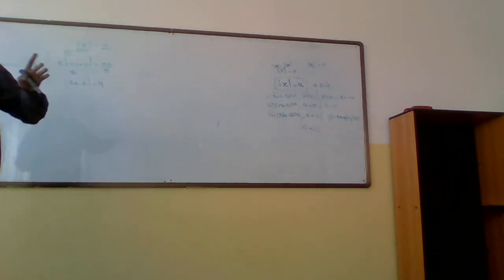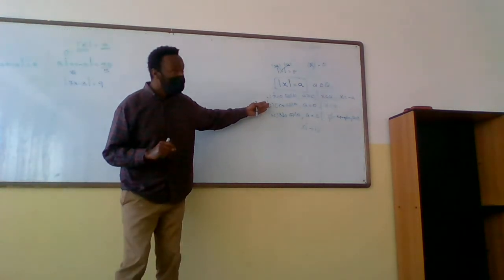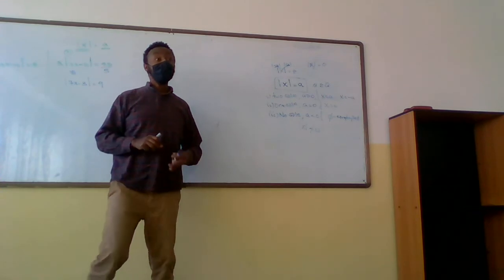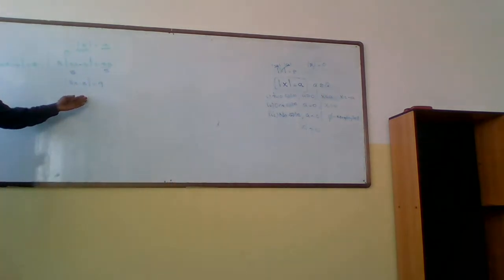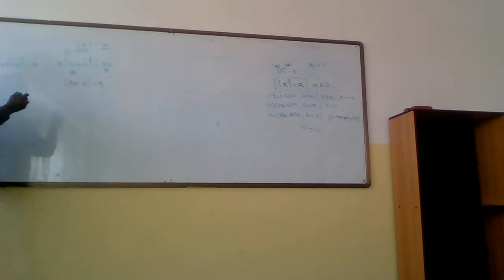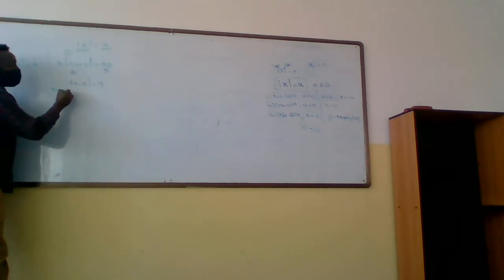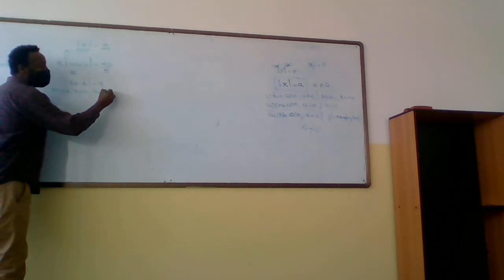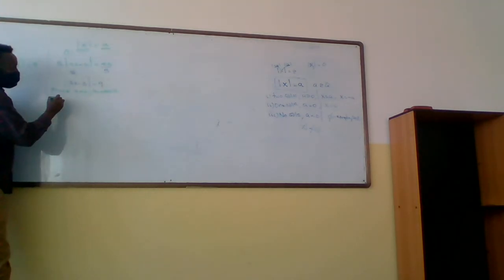Before that, decide which of these 3 cases you will solve this with. Once you turn it into a standard form, then you check that. How many solutions will this have? Why? Because 9 is bigger than 0, we have how many solutions? 2 solutions. What are the solutions?